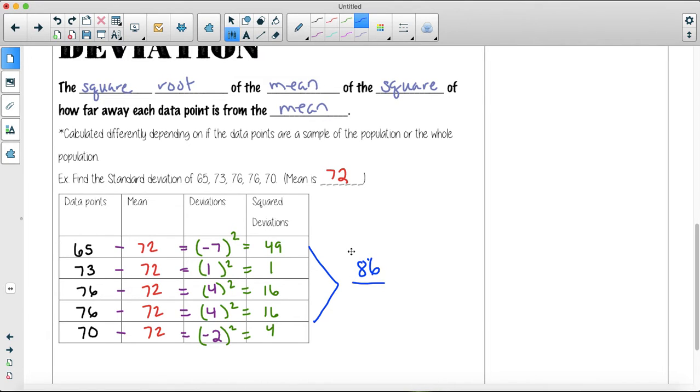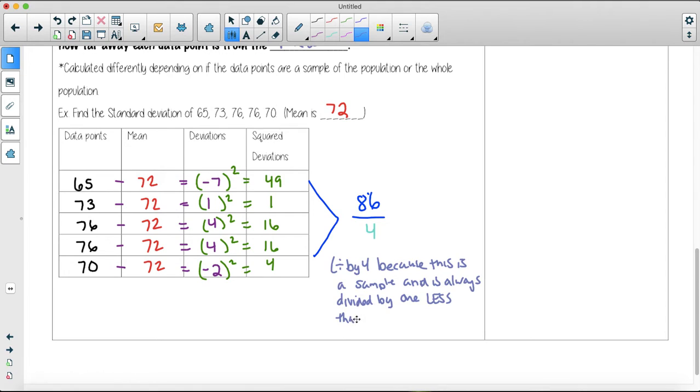Now here's where it gets a little different. It is not going to be divided by 5 because we are using the sample instead of the whole population. This is just a sample of data. We actually divide by 4 because this is a sample and is always divided by 1 less than how many there actually are. So that's why we have to divide by 4.